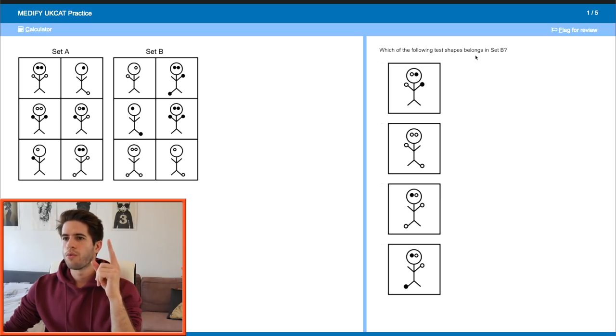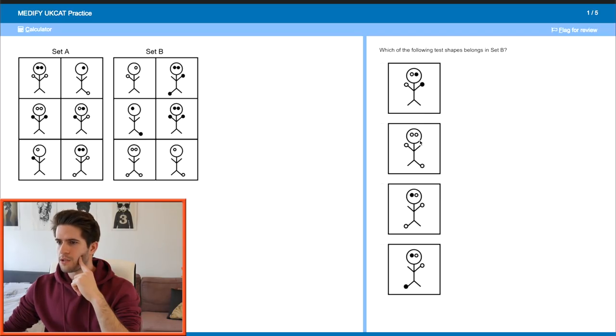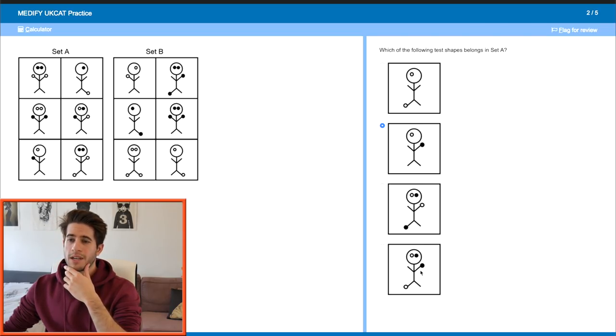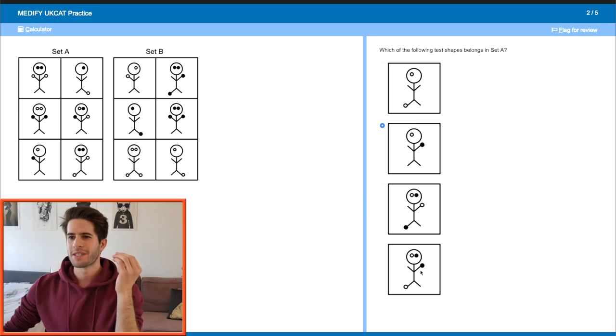So it needs to be all one color, not this. This could be it, not this, and not this. Okay, so we know that it must be B. Which of the following test shapes belongs in A? So this could be the case, this could be the case, and this could be the case. So now we know that there's at least something missing to our rule.